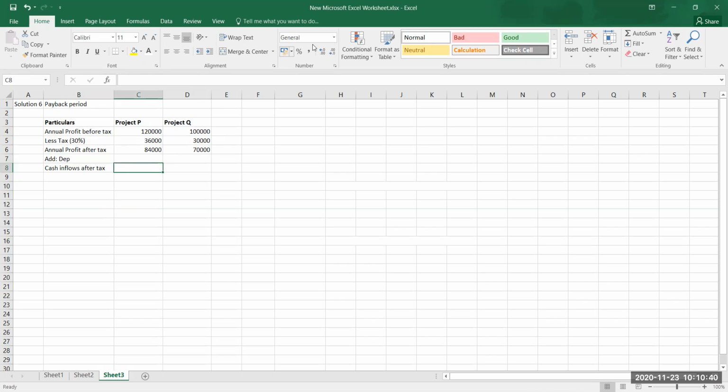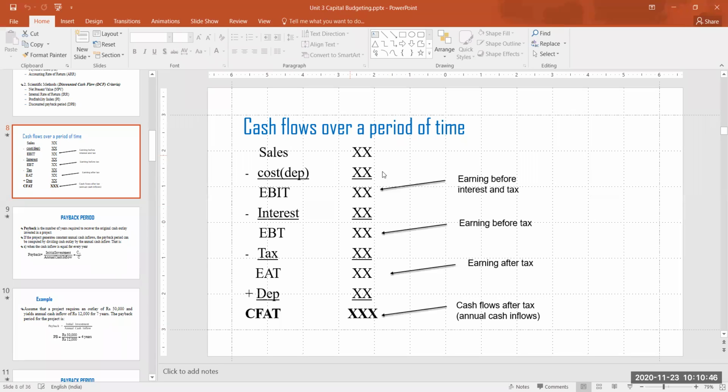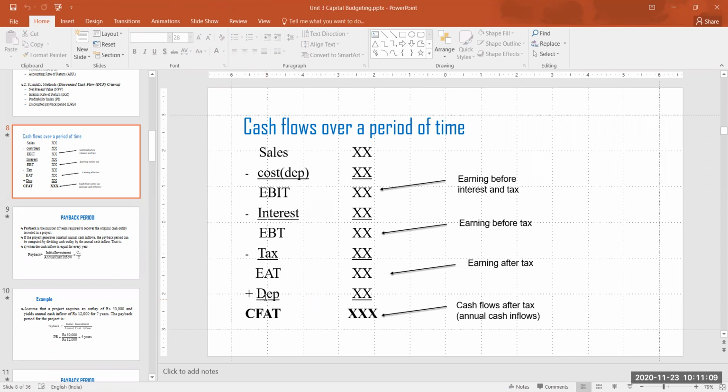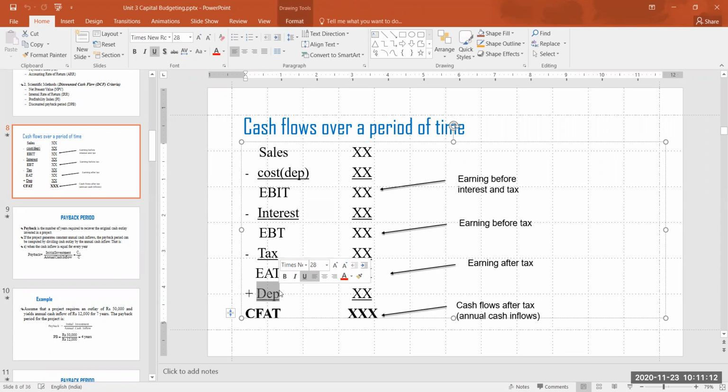Now to recollect, I will share the PPT again. See here, this particular cash flow. Here, when you deducted the depreciation initially, along with any other expenses, you got earning before interest and tax. After deducting interest and tax, you got earning after tax. But if you want to find out the cash flows during the year, then you need to add back the depreciation. When you add the depreciation back, you will get cash flows after tax, and this you require for the payback period.